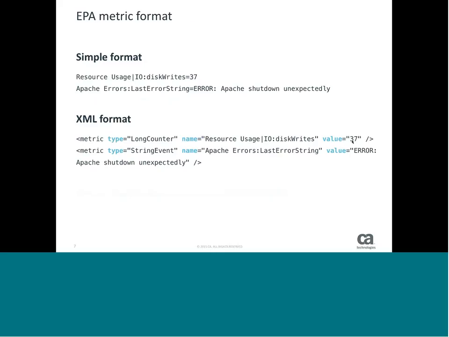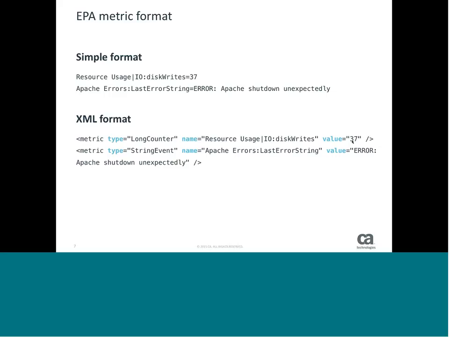So you can see you can supply a data type here. It defaults to counter, and if the value is not a number, it defaults to a string event. So the second message, we have Apache errors, and we have the last error string, metric name, and the error message. The same in the XML format.